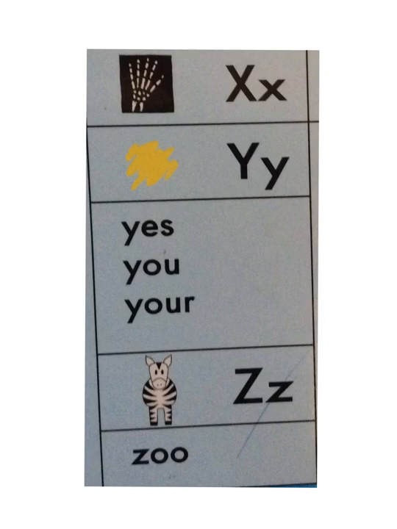These are the words on your dictionary card under the letter X, Y, and Z. There are no words under the letter X. Under the letter Y, yes, you, your, and under the letter Z, zoo.